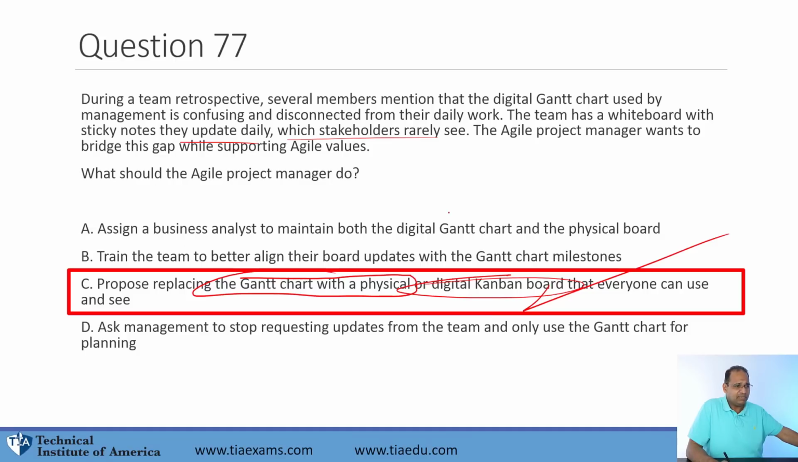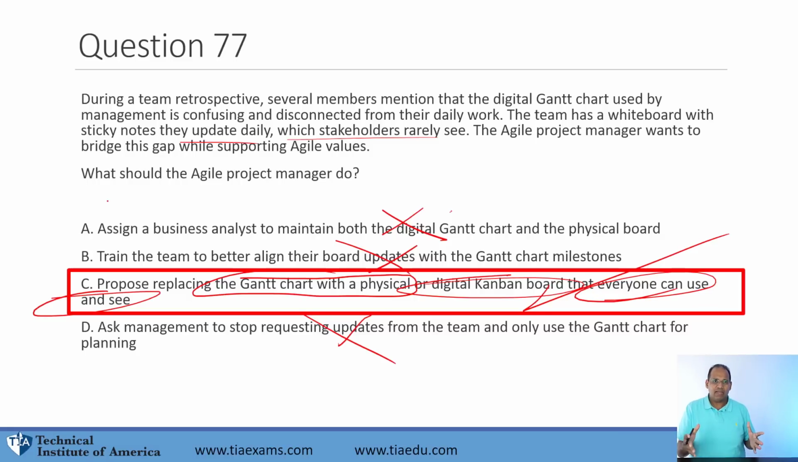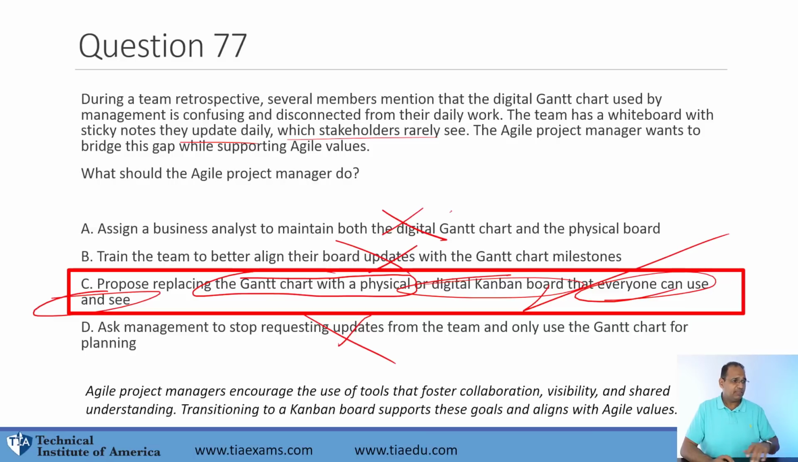Here, you're still maintaining two different boards. Train the team to better align, they're still maintaining two different boards. And here, you're just telling people to stop using it. So what we want is something that everyone can use and see. This is more collaborative than having some people use one thing and other people using something else. They can see the best answer. This way they're more in collaboration versus being disconnected.